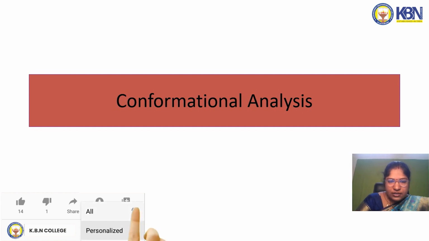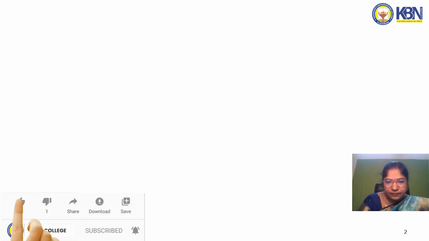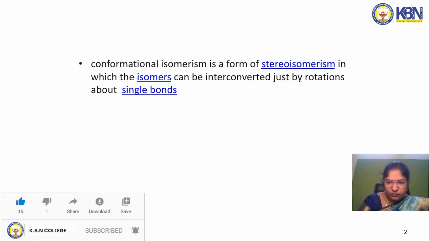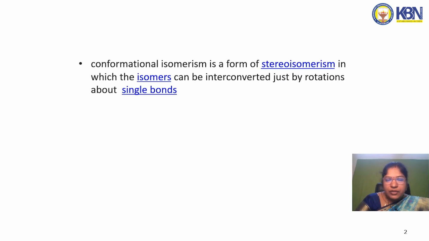Today I want to discuss conformational analysis. Conformational isomers are a form of stereoisomers in which the isomers can be interconverted just by rotation of a carbon-carbon single bond. Conformational isomers are the isomers which are converted from one form to another form by simple rotation of the carbon-carbon single bond.